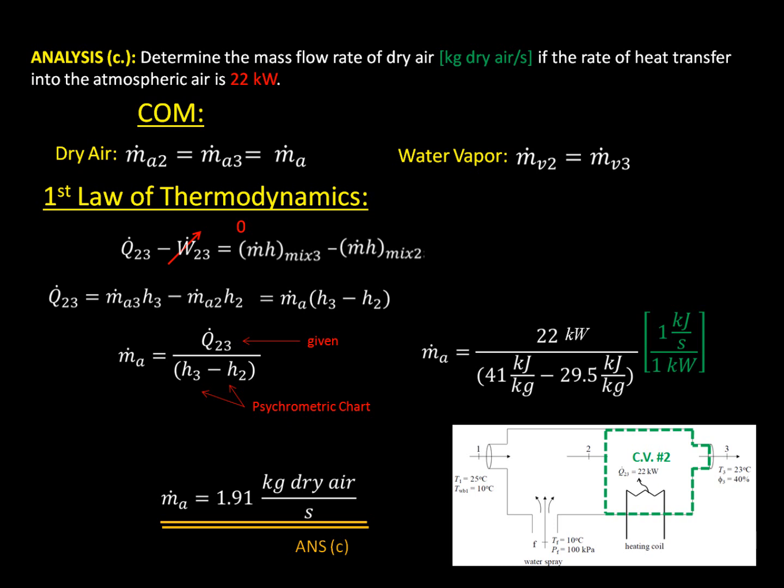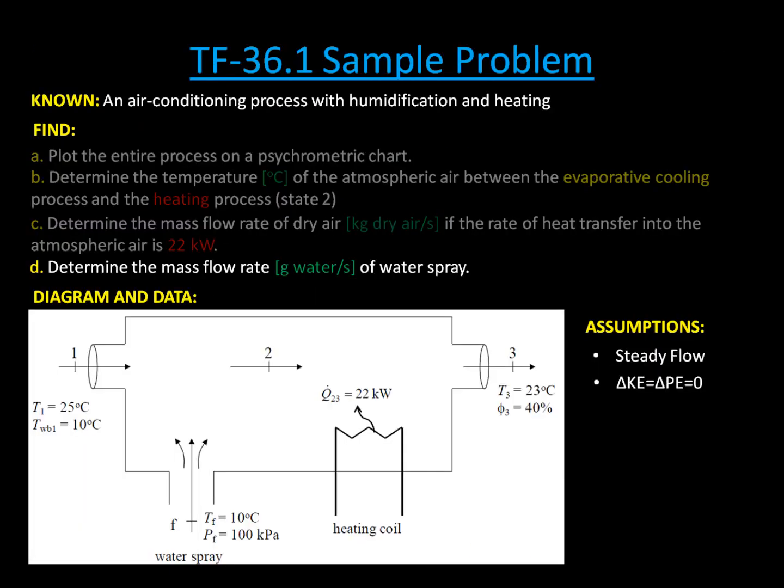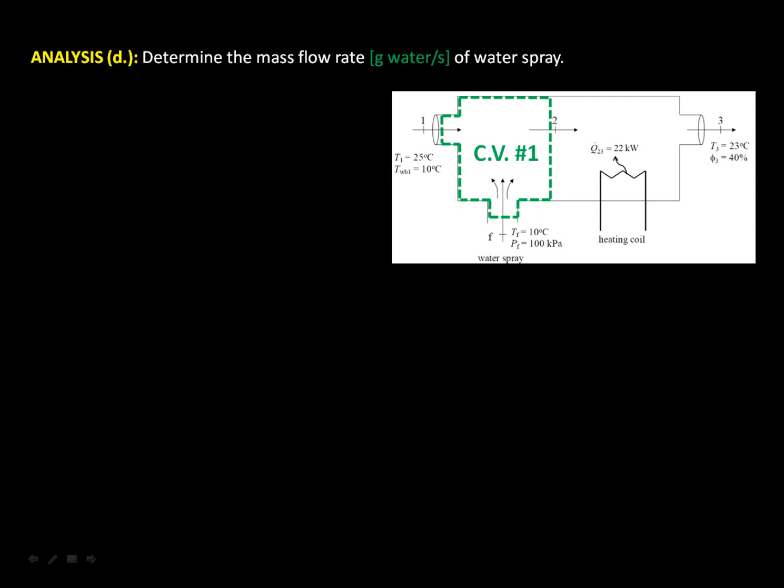All right, let's do part D and finish up this problem. Part D wants us to determine the mass flow rate of the water per second, the grams of water per second of the water spray. So let's go back to that first control volume. Let's just look at the evaporative cooling humidification process by itself. So looking at that process, let's do conservation of mass first. Let's clear everything out of the way. Let's keep that picture and the problem so we know what we're talking about. Conservation of mass for the dry air, as stated previously, doesn't change.